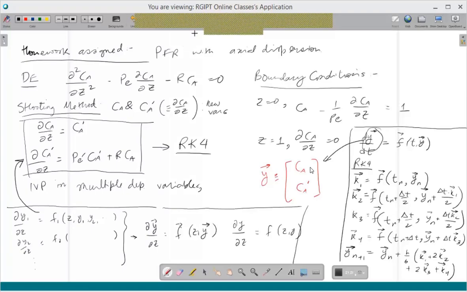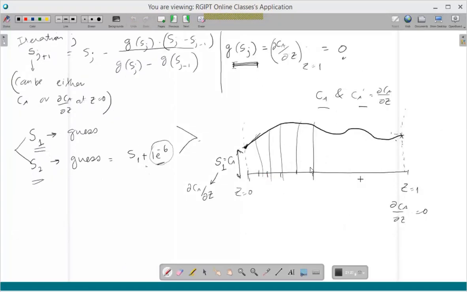As a result, when you reach the end, you will get both CA and CA prime at the end. This can be found by marching from left to right. Now you forget about the rest and just look at this value. If this value is 0, you are happy, because it has given you all the desired constraints that must be fulfilled. It has followed the differential equation in the regime, it has the initial boundary condition satisfied, and it has the final boundary condition satisfied.